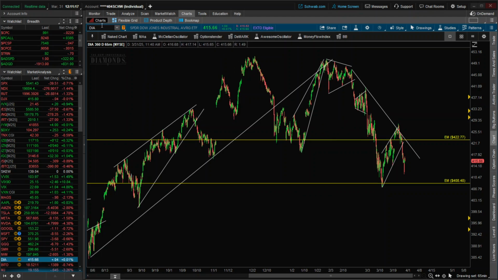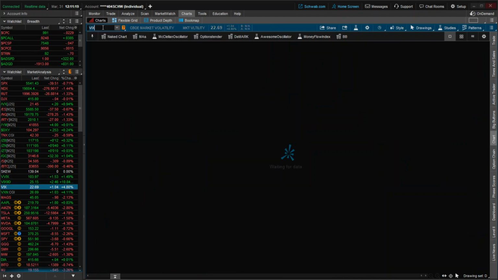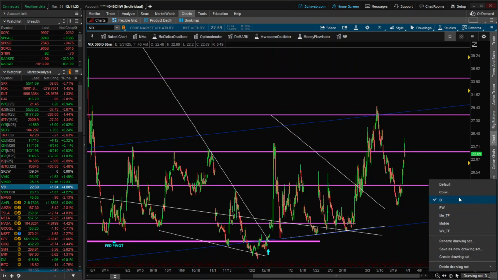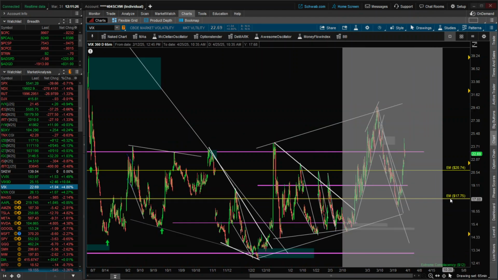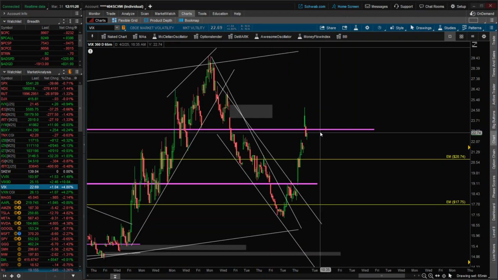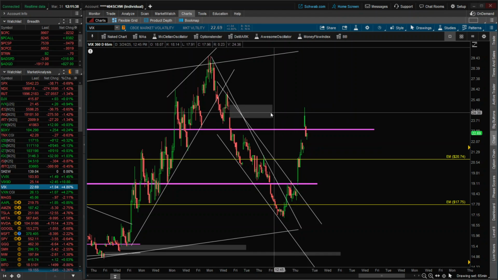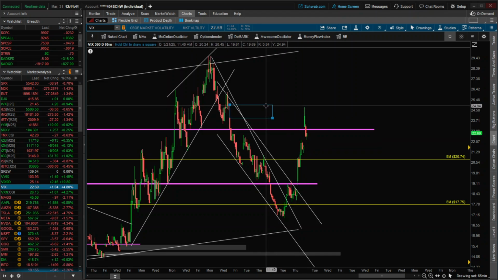What else? VIX, and then we'll end off with the VIX, kind of breaking down there. So this was on Friday, we talked about it possibly getting back up to the 23. Now we certainly gapped over it. VIX is wild. It's volatile. Almost closed that gap there.